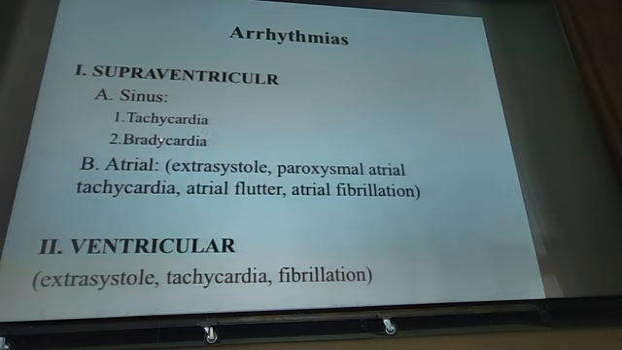It's either extrasystole, depolarization easier, systolic easier, ectopic extrasystole or ectopic. Paroxysmal atrial tachycardia. Paroxysmal means in short duration. It is not permanent. Paroxysmal. It is not continuous. Paroxysm. Atrial flutter and atrial fibrillation.